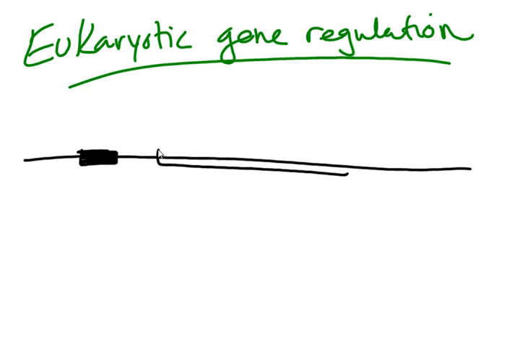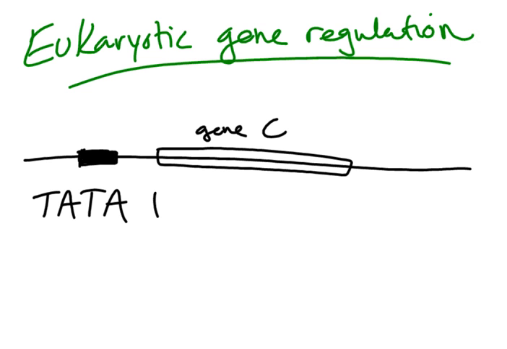Here's my gene right here. Gene C. Now, here's my little promoter. And the core nucleotide sequence for a promoter in eukaryotic cells is known as the TATA box. The TATA box is obviously a series of adenine and thymine, just many A's and T's, and that is usually the principal promoter in many eukaryotic cells.